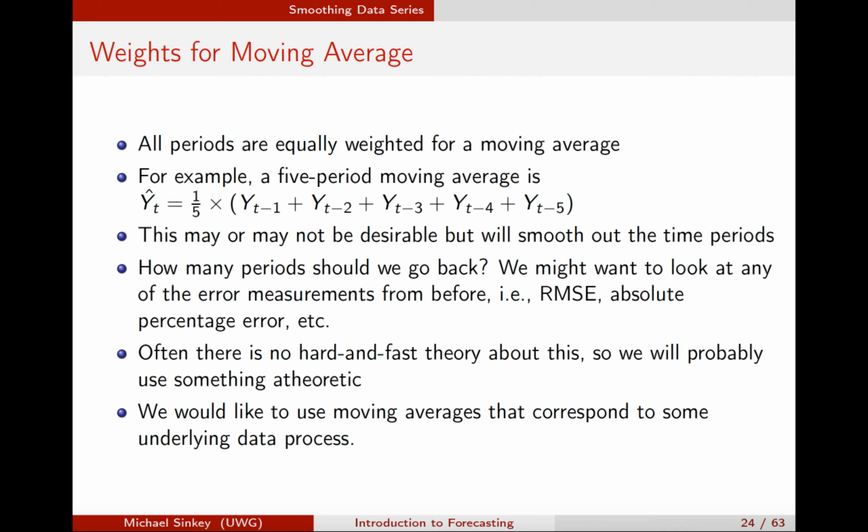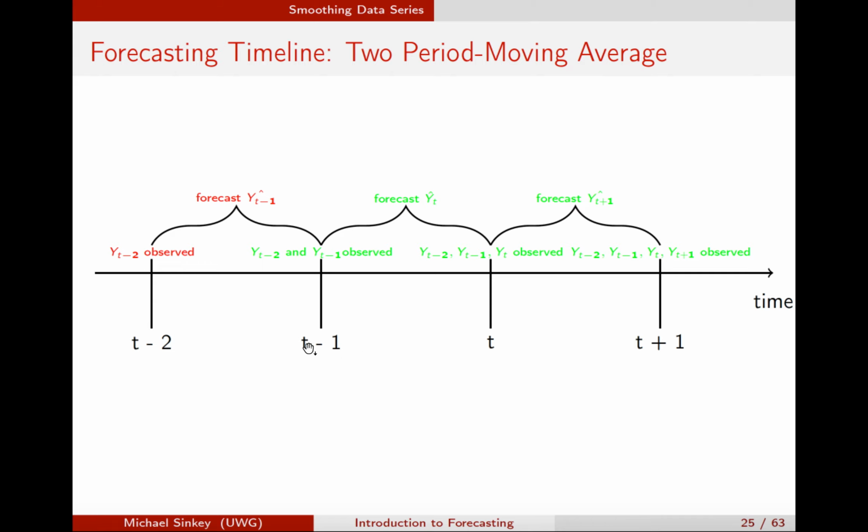All right, so let's take a look at a timeline for a 2-period moving average. Let's pretend we're making a forecast at time t minus 1. We cannot make a forecast at time t minus 1 without observing time t minus 3. We can't do a 2-period moving average. So I put this in red for a reason. Let's pretend that time starts at t minus 2, and I try to make a forecast at t minus 1 using the 2-period moving average. I can't do it. I only have one period. Okay, so I cannot make a forecast. I just have to skip that period.